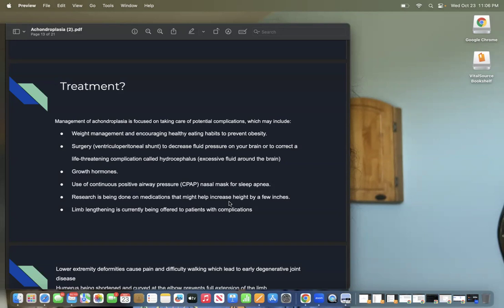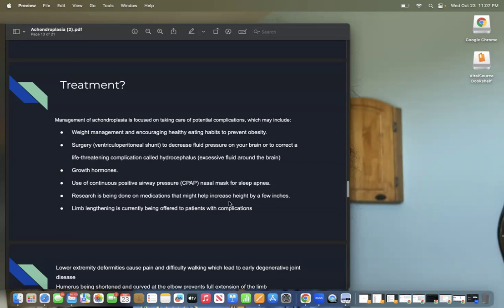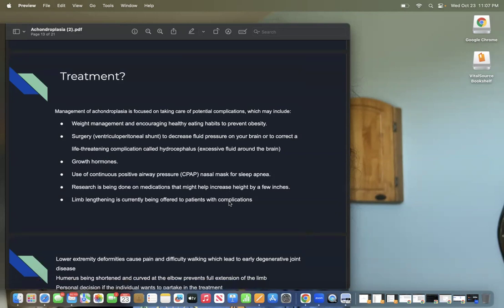Growth hormones can also be given. CPAP, which is continuous positive airway pressure, could be used, which is positive pressure going into your lungs, which helps open up the lungs. Research is also being done on medications that may help increase height by a few inches. And limb lengthening is currently being offered to patients with complications.